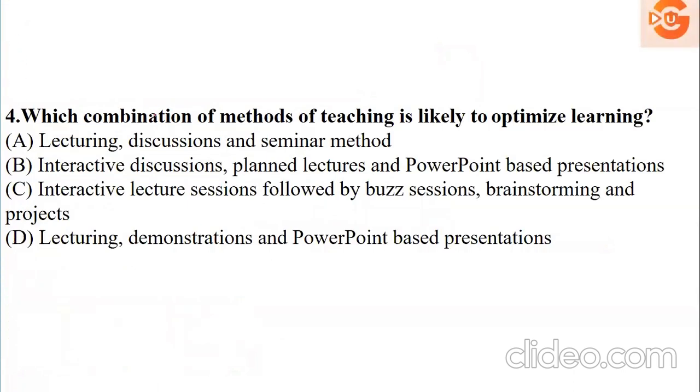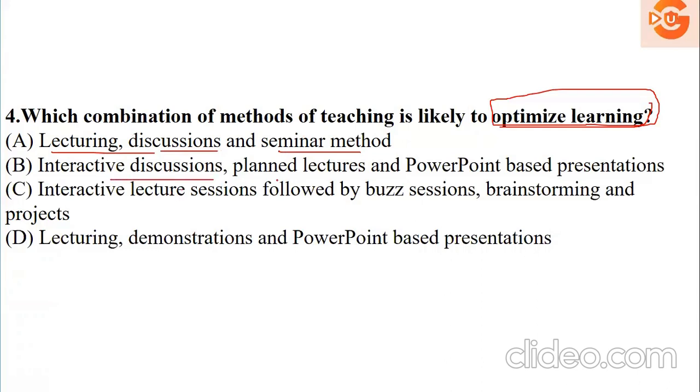Next we have is which combination of methods of teaching is likely to optimize learning, which will give you the optimum learning. इसमें से कौन से methods हैं जो आपको compile करके दिए हैं. So out of which of these methods you feel there is an optimized learning. So lecturing, discussion and seminar में optimized learning हो सकता है. You are doubtful तो उसको वैसे ही रखिए. Rest of the options read it first. Don't be in a hurry.